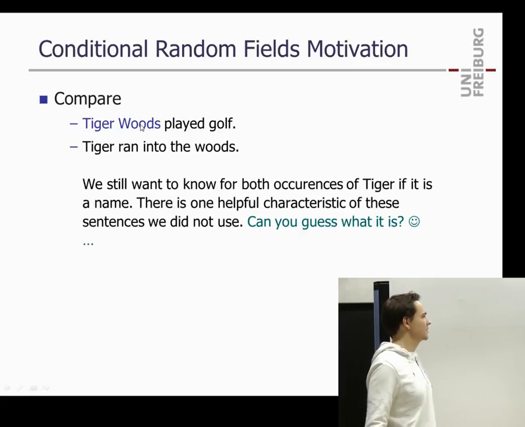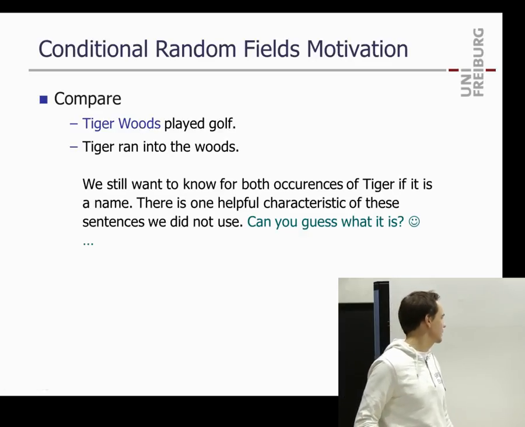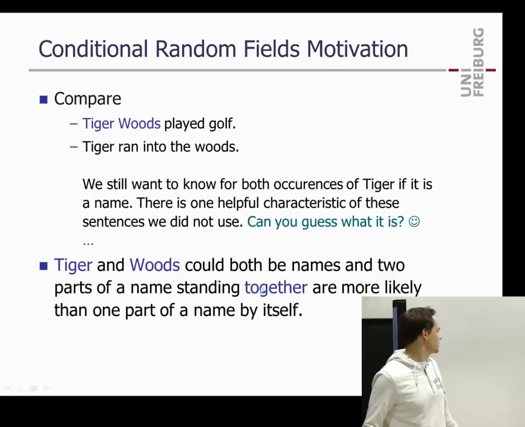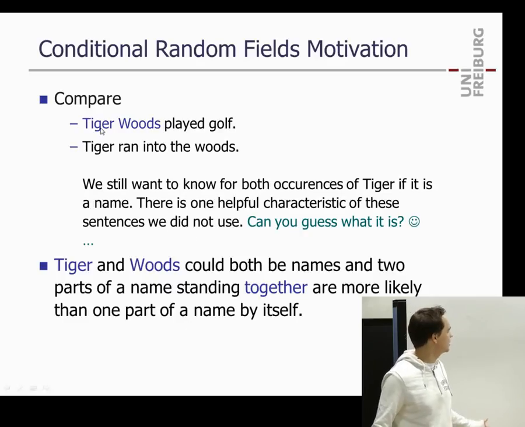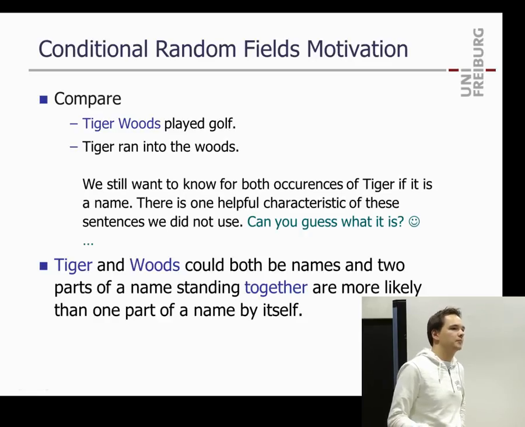And so far we haven't used this at all because we have never used the classification. Yeah, that's also that. Tiger and Woods could both be names, and two parts of a name standing together are more likely than just one part. So if you just have the Tiger and you say, oh, it could be a name, it's less likely than both. But you could also make that a feature, right? And use one of the previous approaches.